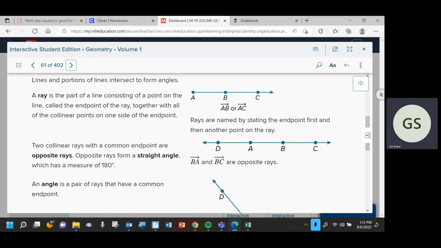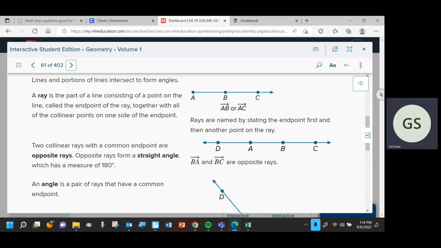But a ray is basically kind of like a line segment and a line mixed together. A line segment had 2 endpoints. A line didn't have any endpoints, right? It went on forever in both directions. A ray is a mixture of those. It has 1 endpoint, and then in the other direction, it goes on forever.